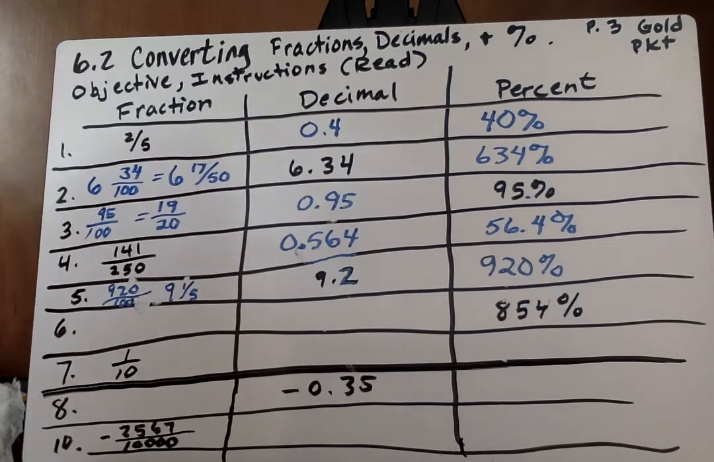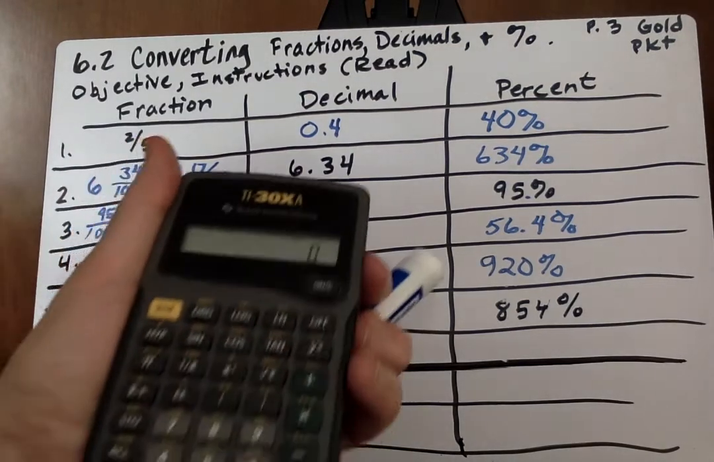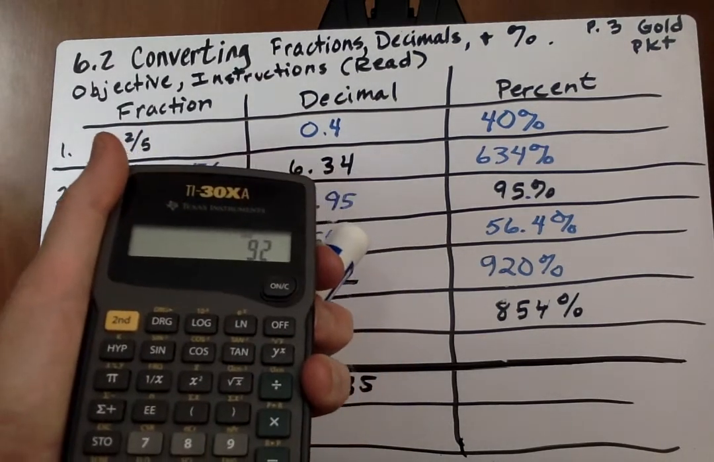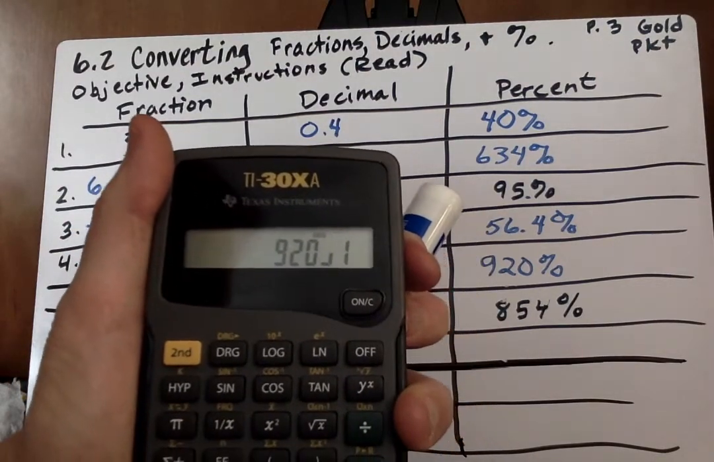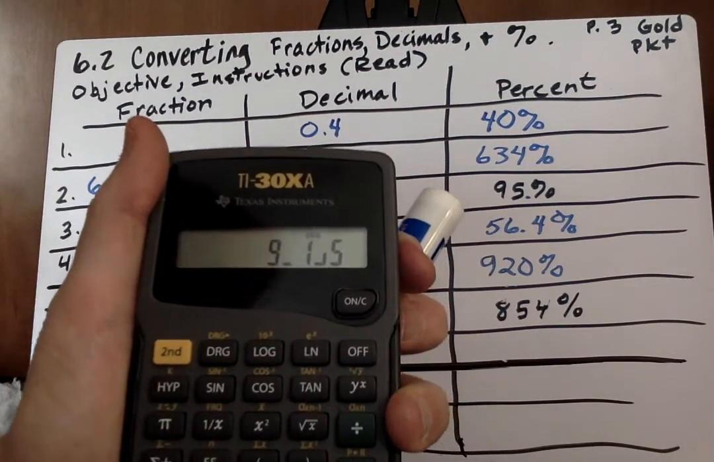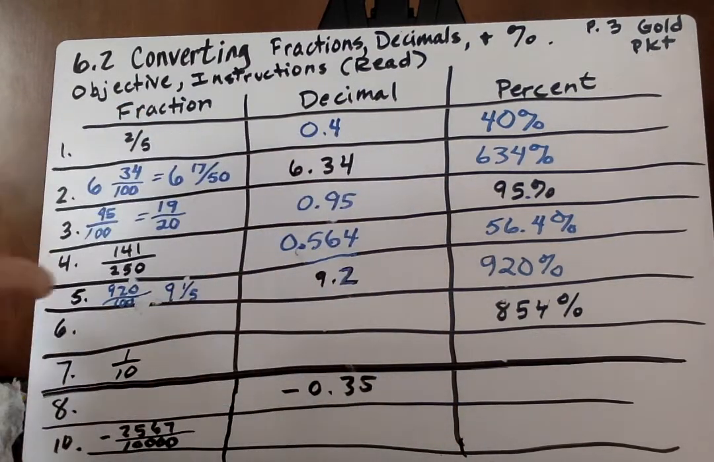Maybe I should double check that. So let's see if I can do 920 ABC 100. 9 1/5. Yep, that's what we got.